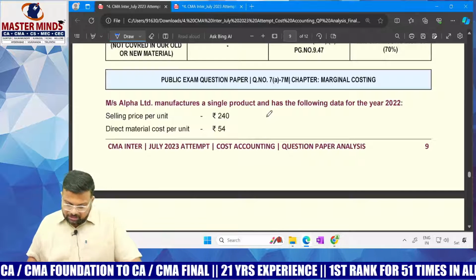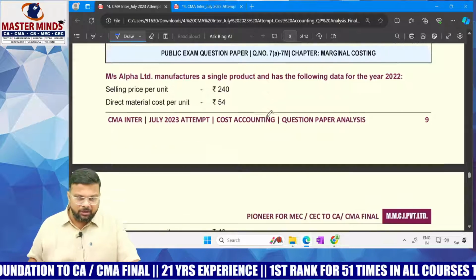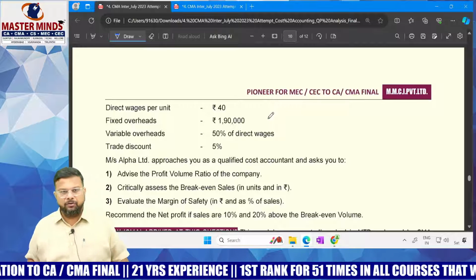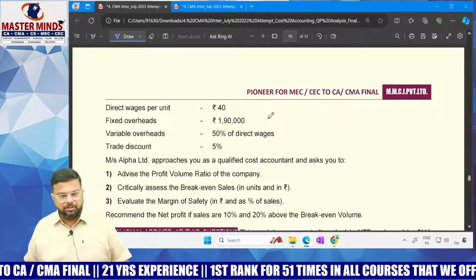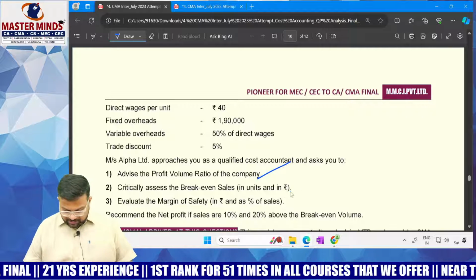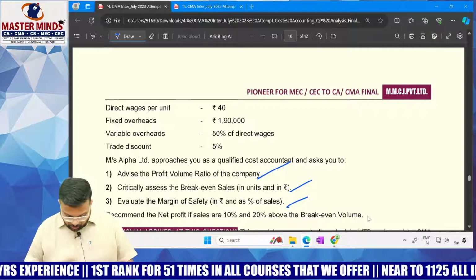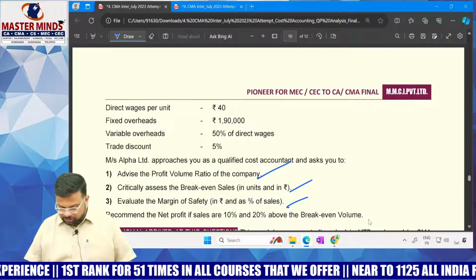Next, 7a, marginal costing. Okay, selling price is given, direct material cost per unit is given, wages is given, fixed overhead, variable overhead is given, trade discount is also given. Asking us to calculate profit volume ratio, break even sales, margin of safety, and net profit if sales are 10%, 20% above the break even point.